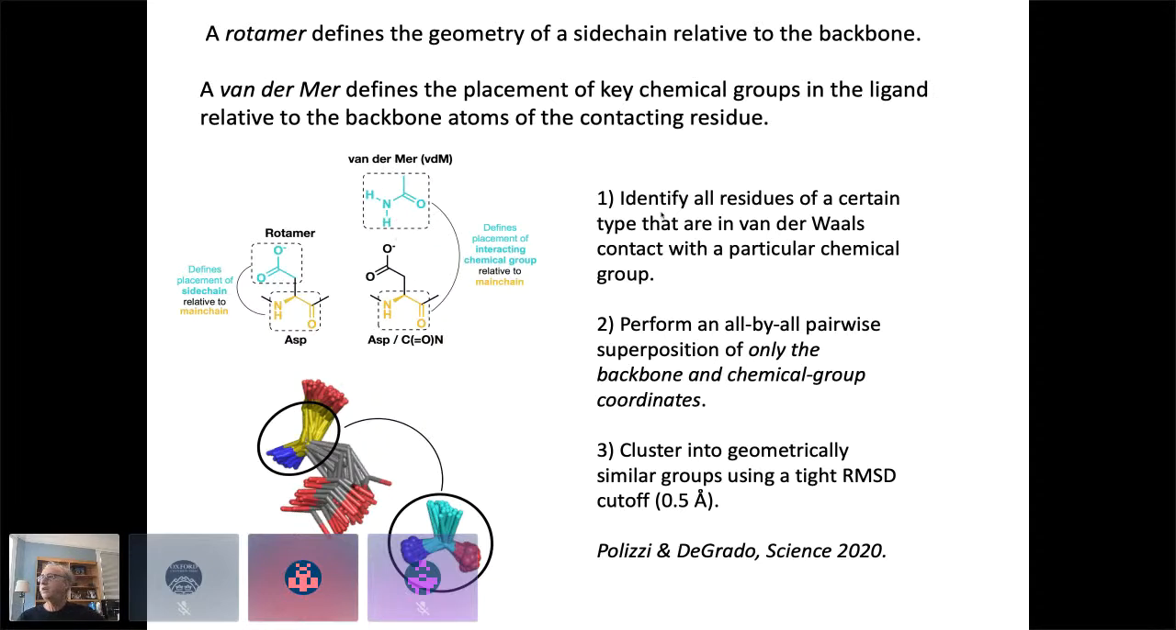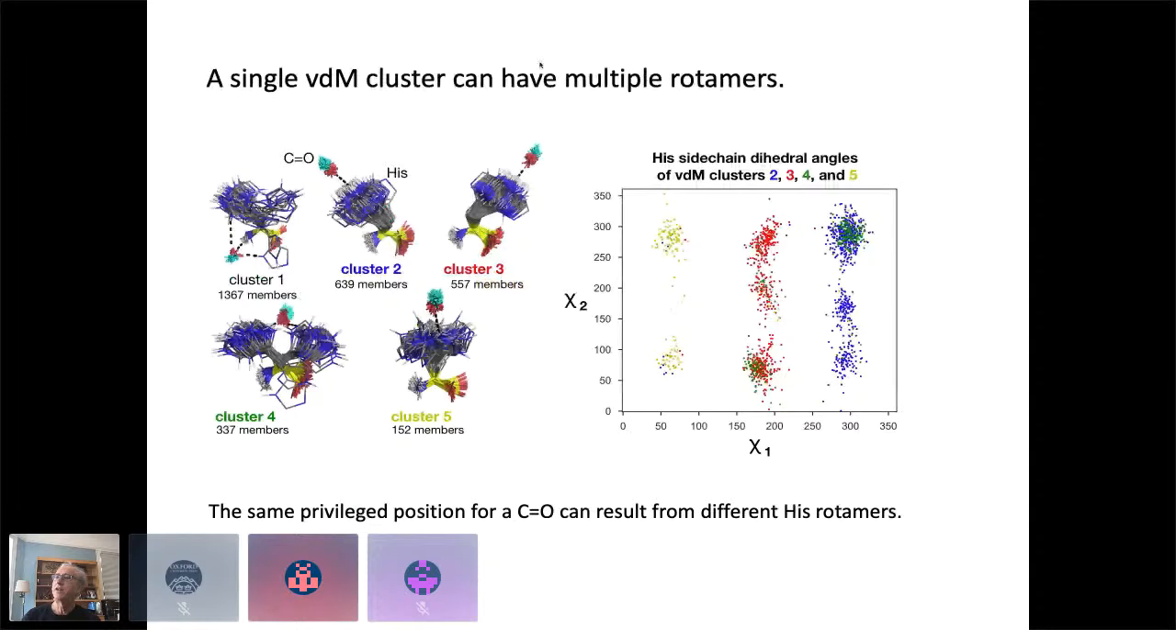So the way we find these is we identify all residues of a certain type, like aspartate here, that interact with a given functional group, in this case, a carboxamide in the PDB. Then we perform an all-by-all pairwise superposition of just the backbone there and the interacting group. And we cluster them with a reasonably tight RMSD of 0.5 angstroms. And for this work, what we've done is to just use the interactions that we see between side chains and other side chains as proxies for the interactions with ligands. That really improves our counting statistics. We can certainly extend this approach, for example, for phosphate, as we saw from Toffick's lab.